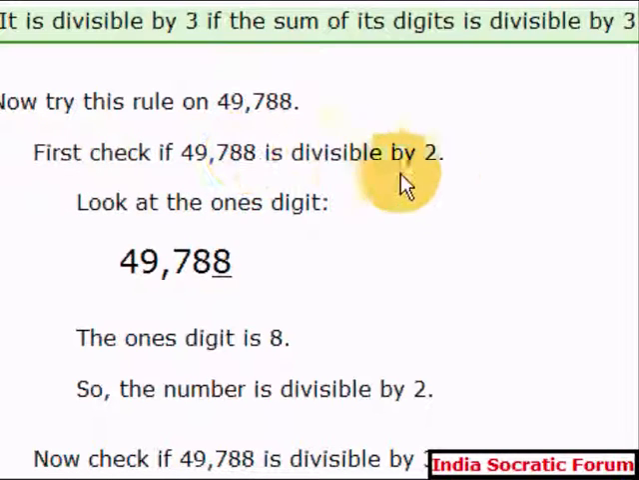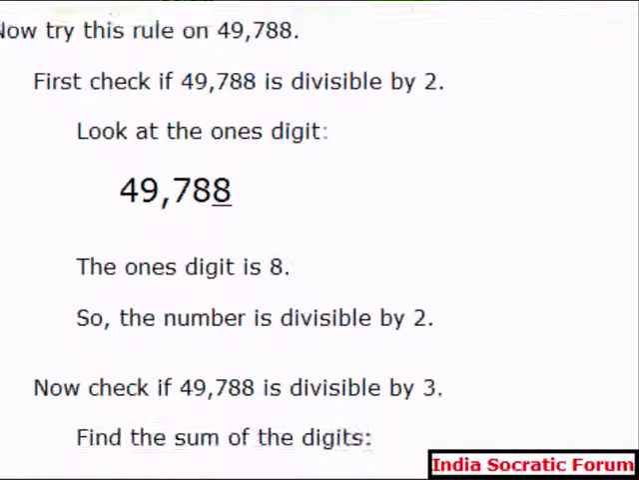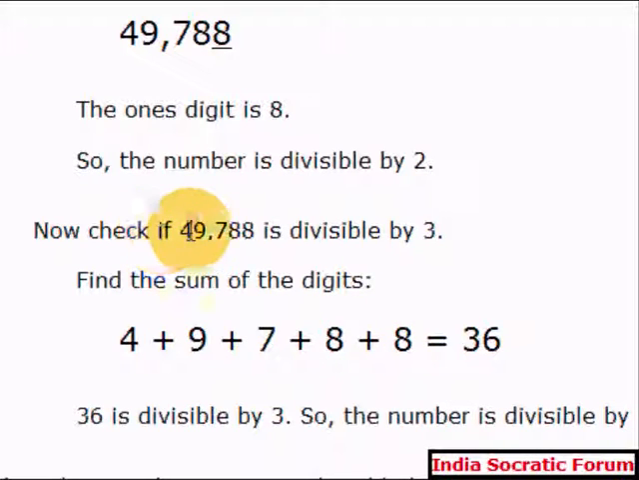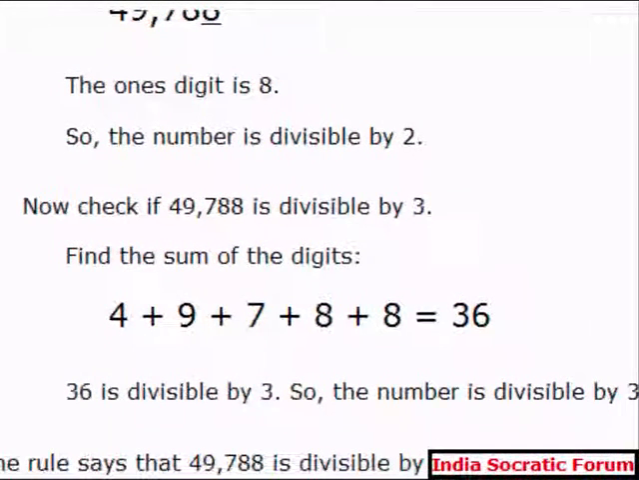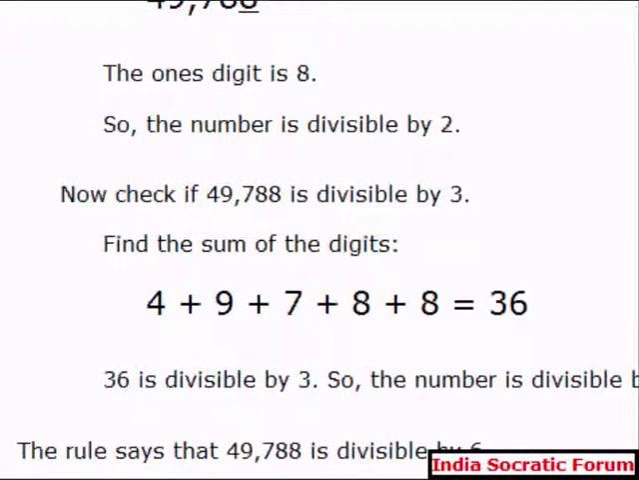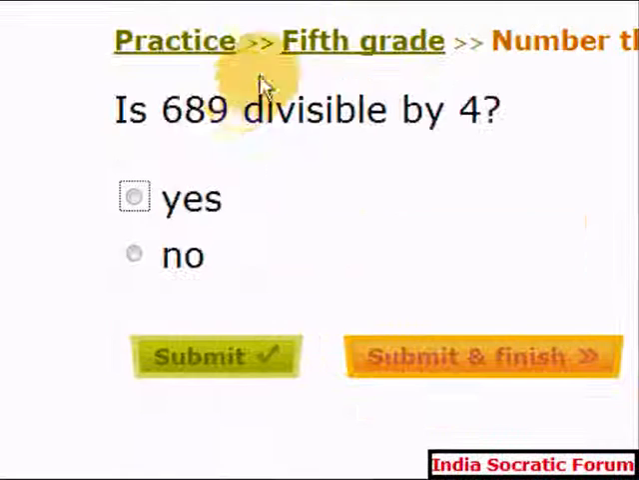Now try this rule on this number. First check if this number is divisible by 2. Look at the ones digit. Yes, the ones digit is 8. So the number is divisible by 2. Now check the sum of the digits. 4 plus 9 plus 7 plus 8 plus 8 is 36. So 36 is divisible by 3. So the number is divisible by 3. Correct? So the rule says that 49,788 is divisible by 6. Good job.